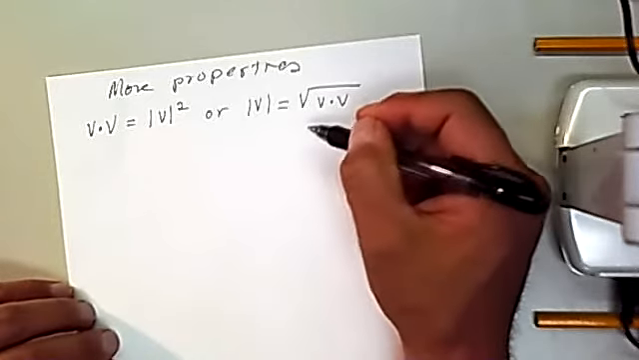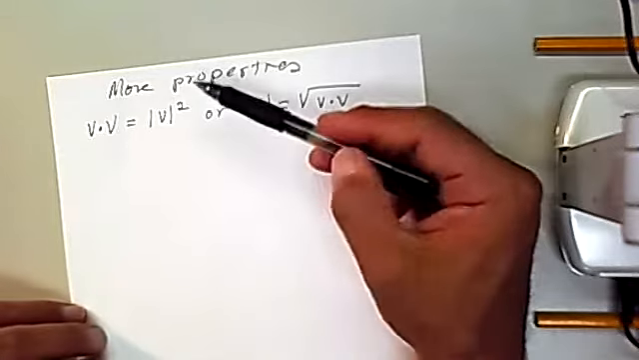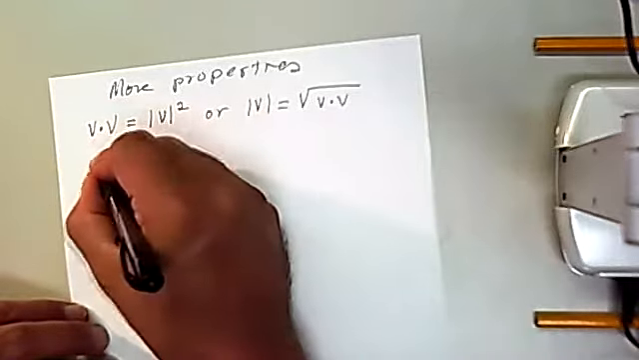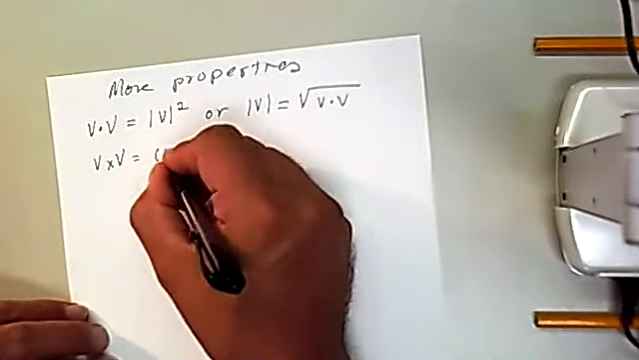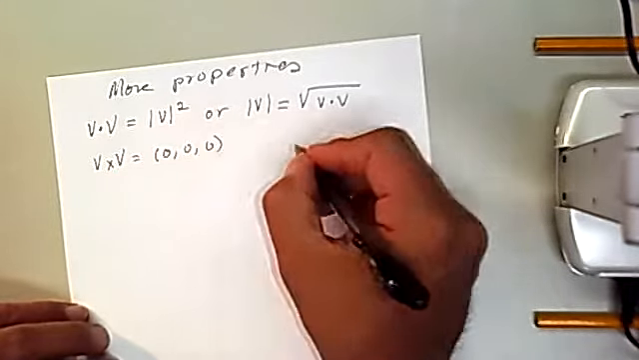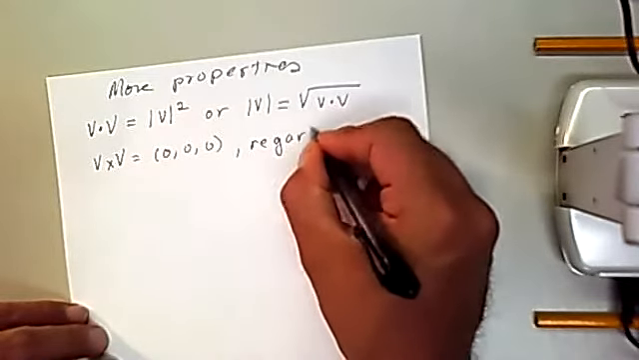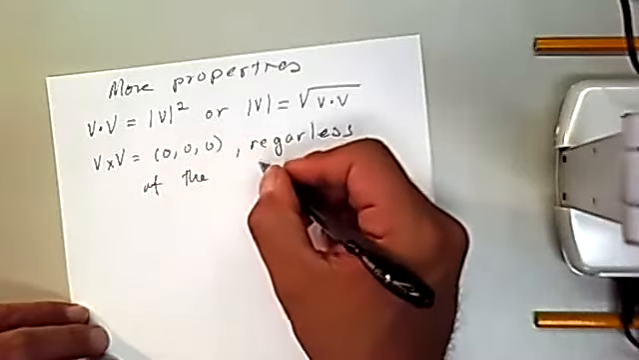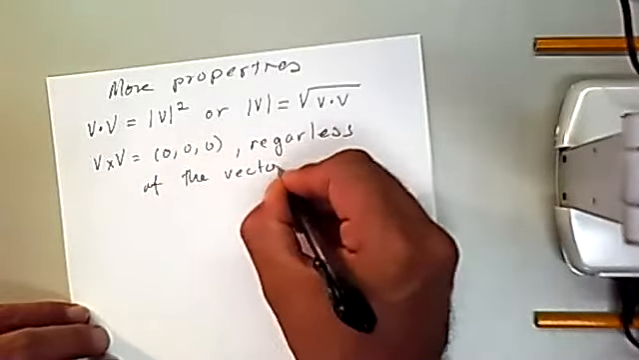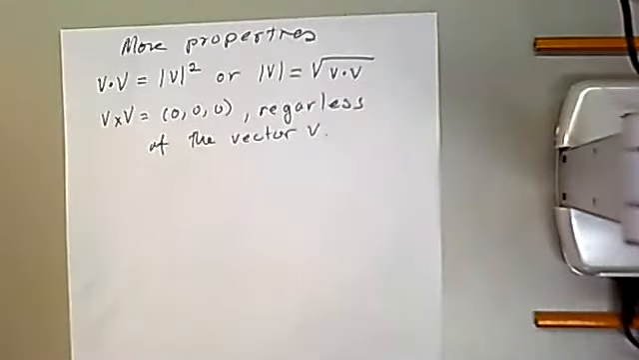Let's switch back to the cross product. If we cross v with itself, we're invariably going to get 0, 0, 0, no matter what v is. Regardless of the vector v, whatever v is, you're always going to end up with 0, 0, 0.